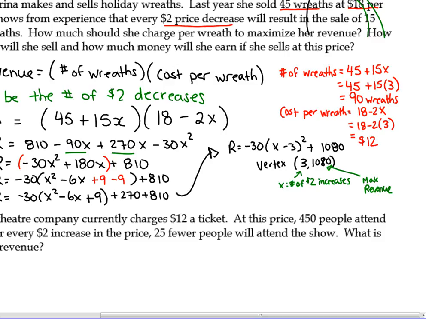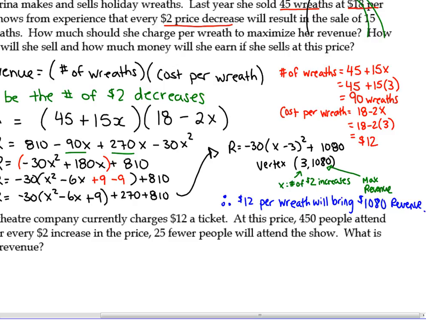So this question was asking, how many wreaths will she sell and how much money will she earn if she sells at this price? So what should we actually answer? We need to answer that question. So how much should she sell it for? So $12 per wreath will bring in how much? $1080 revenue. That's how much she'll bring in. That's answering the question. Kind of important to do. Because otherwise, why are we doing this? So all revenue problems are going to be set up the exact same way.